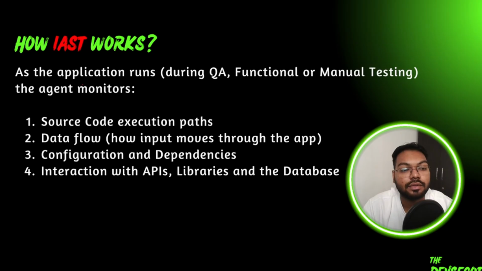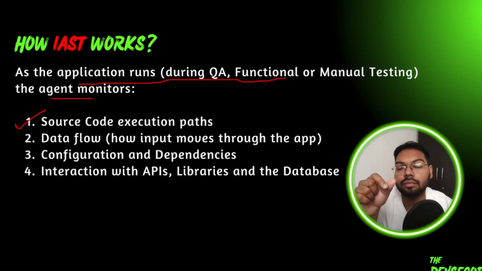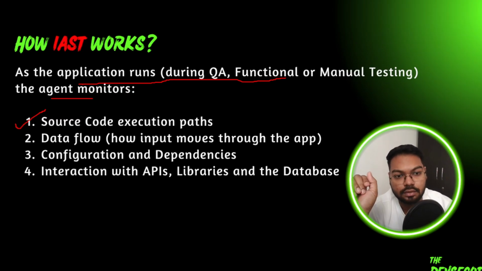So then as the application runs during QA, functional or manual testing, or integration or a lot of different testing phases, the agent monitors what? It monitors the source code execution path. Now, there are certain function calls that your application goes through. So one thing will call another thing. I mean, the front end would call an API, the API would call a database script, and then the database script would again give you a callback function. So those are the things that your source code goes through. I mean, the execution path, so to say.